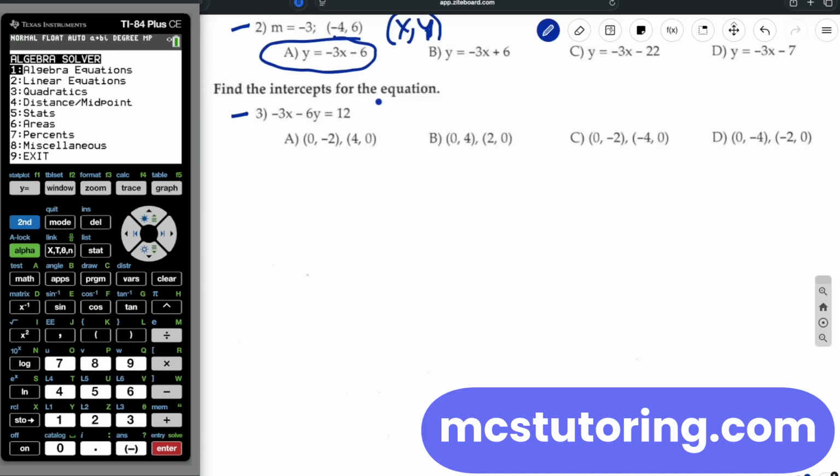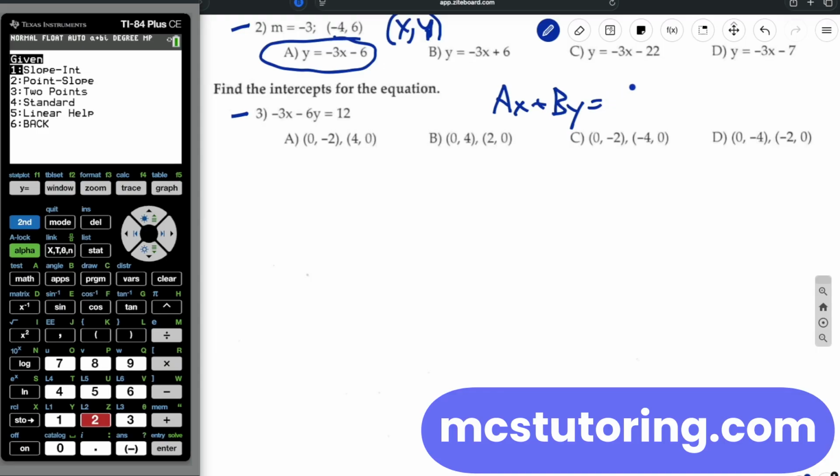But enough of that. Find the intercepts for the equation. So again, that's a linear equation, by the way, because what it means is an equation with x and y, just x's and y's, like no x squareds or y cubes. They're all just to the first power, which we don't write. We just write it like this. And that's standard form, by the way. Standard form is ax plus by equals c. And again, you can go to linear help and see that.